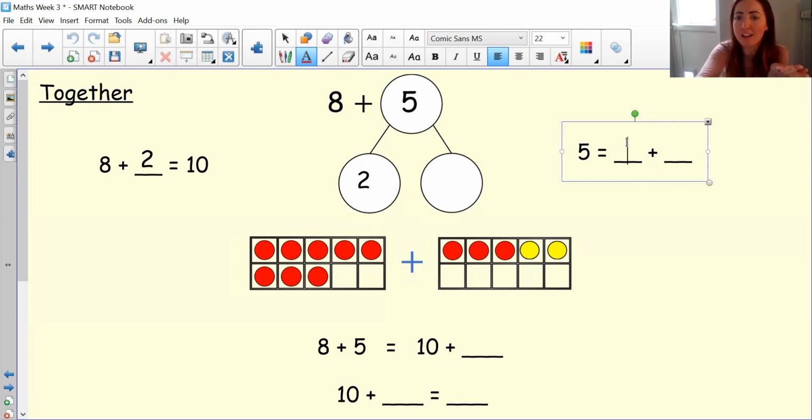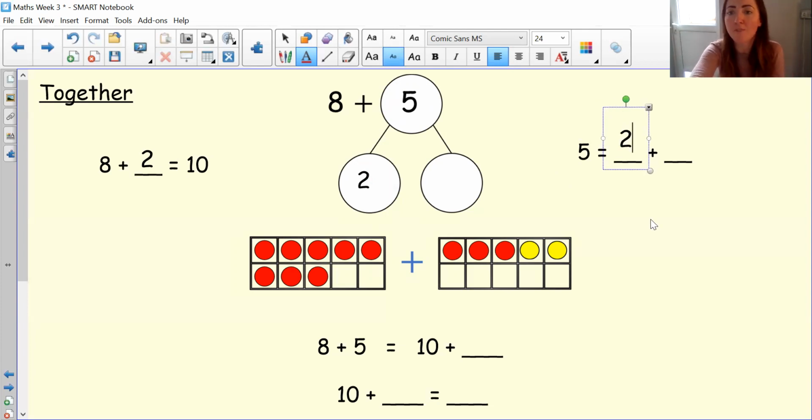If one of the parts of 5 is going to be 2, then 2 add what equals 5, or 5 equals 2 add what? This is the number bond for 5. 5 equals 2 add 3. So the other part is 3.